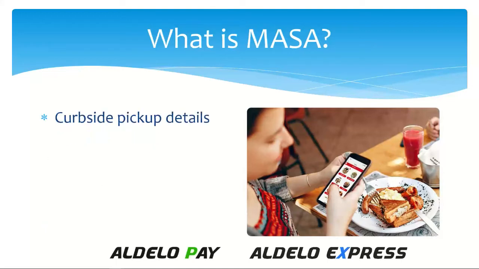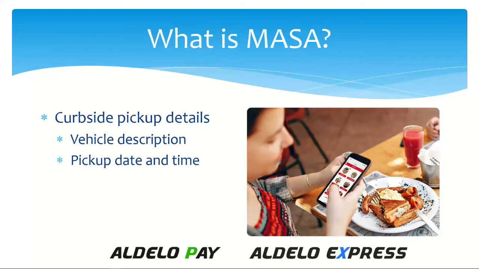You also have curbside pickup details, such as the vehicle description. The customer can declare what date and time they would like to pick this up. So somebody could order at lunch for a pickup after they get off work, all through the app.